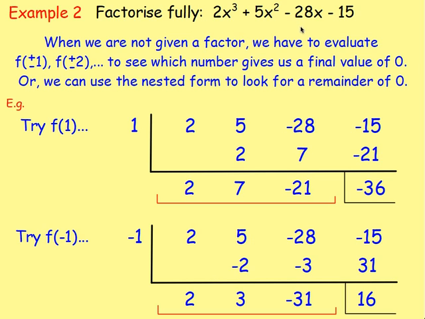We tried some other examples. This one here, it didn't tell us any factors or any roots or anything like that. It just said factorize this fully. How do you factorize this fully? Well, first of all, you need to work out what number is going to give you a remainder of 0, or what number when you substitute it in here will give you 0. So substitute in 1, a negative 1, 2, a negative 2, and work out what gives you 0.